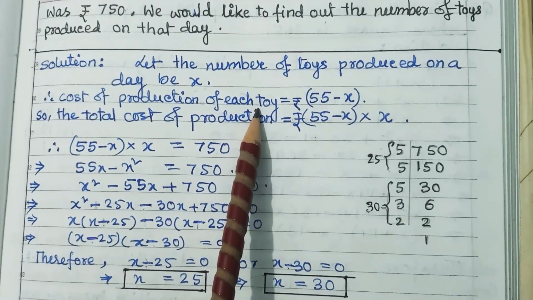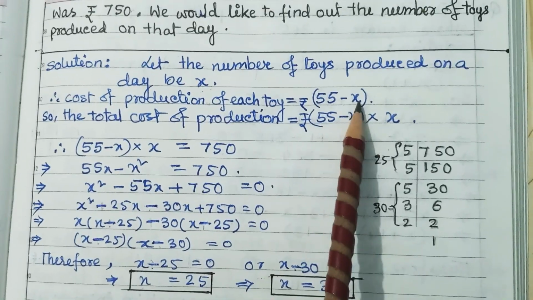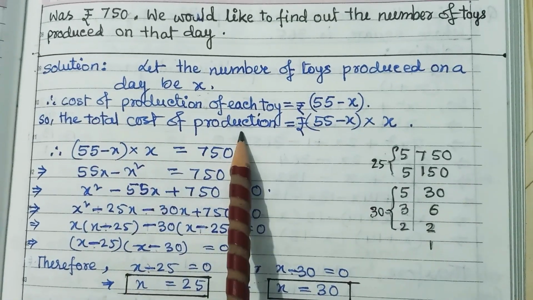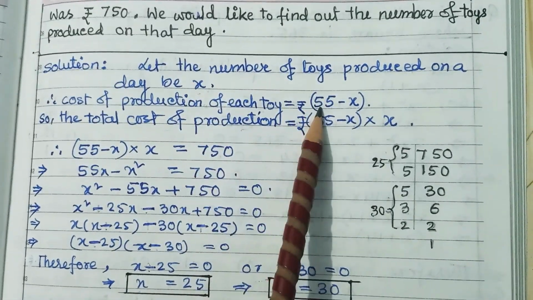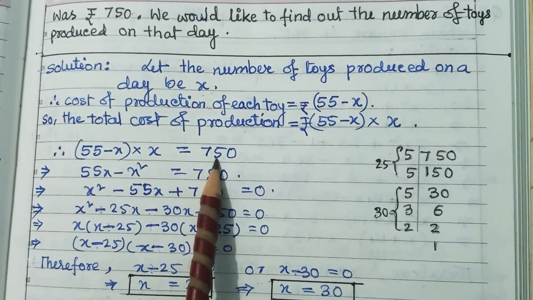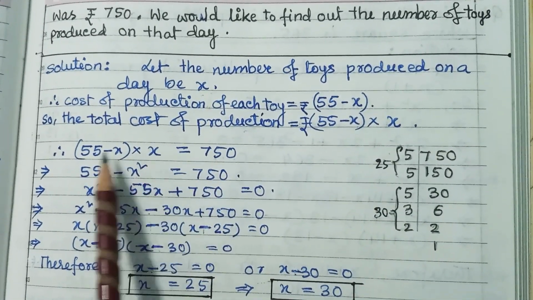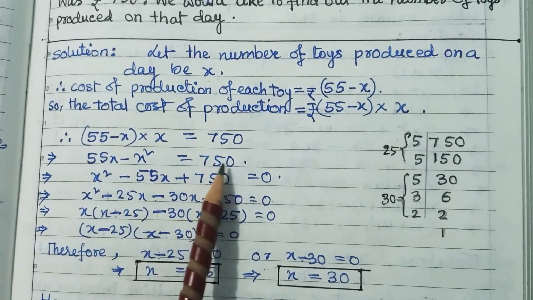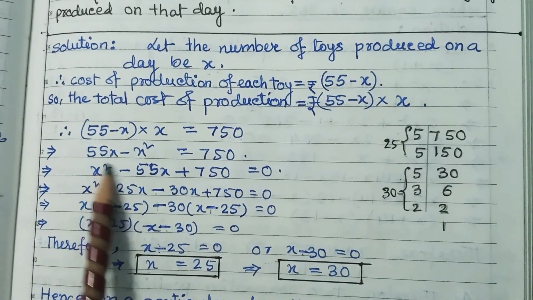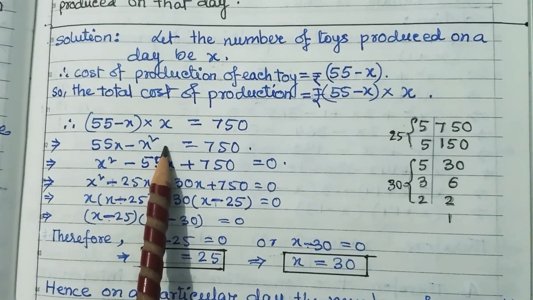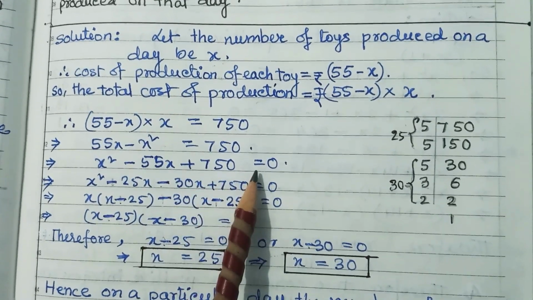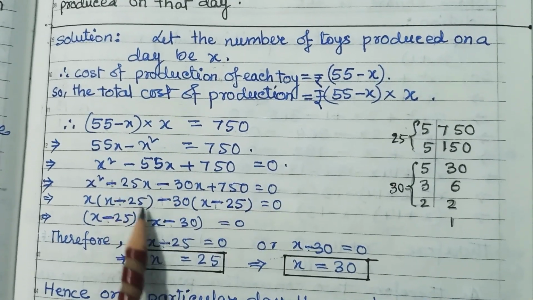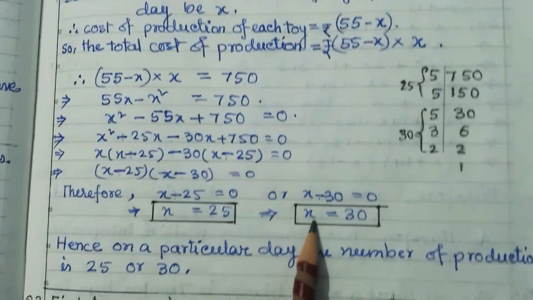The cost of production is given as 55 minus the number of products, so 55 minus x. Then the total cost is the number of toys times the cost, multiplied, which is given as 750. So 55x minus x square is equal to this. Then you can multiply by a minus sign: x square minus 55x plus 750 is equal to 0. Now factorize: x is equal to 25 and x equal to 30.